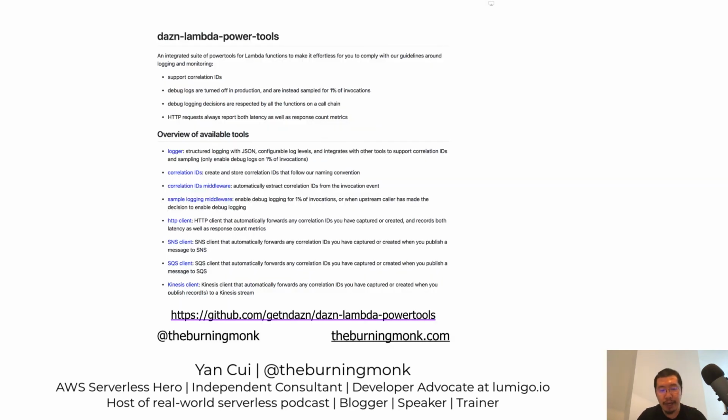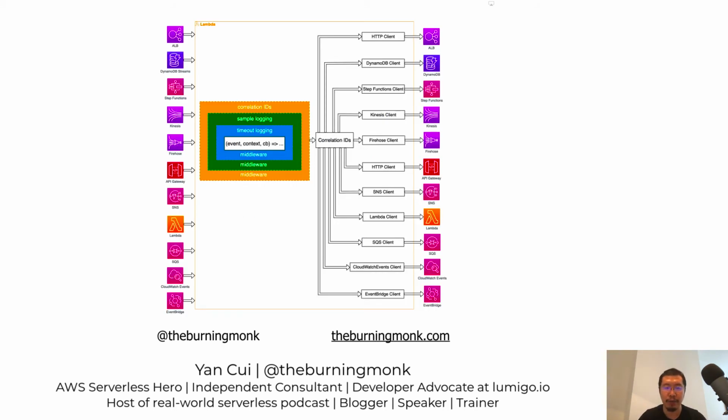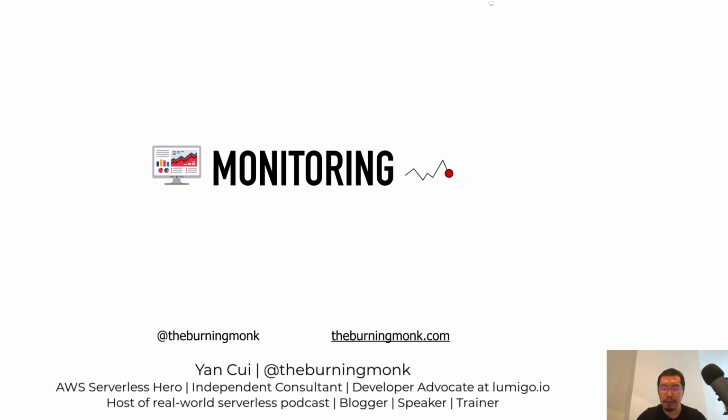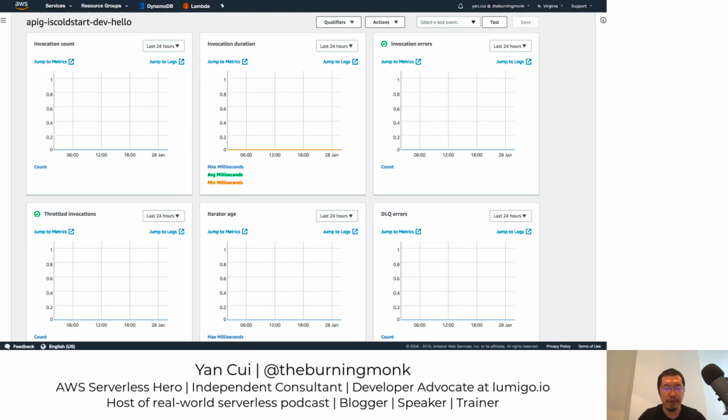So if you're writing Lambda functions with Node.js, then please check out this suite of tools. It's a whole suite of very tightly integrated tools that does a lot of things for you, including supporting sampling debug logs, making sure that is respected across the entire code chain, not just the one invocation, auto-capturing correlation IDs and forwarding them on, and also a very lightweight logger that automatically includes any correlation IDs that have been passed along as well.